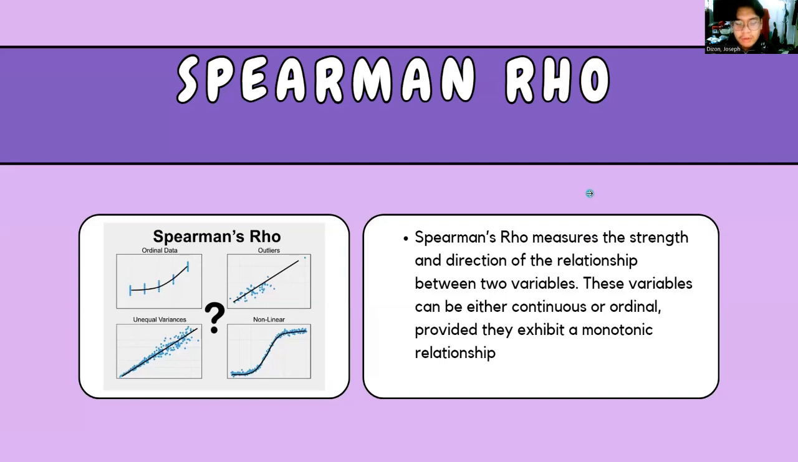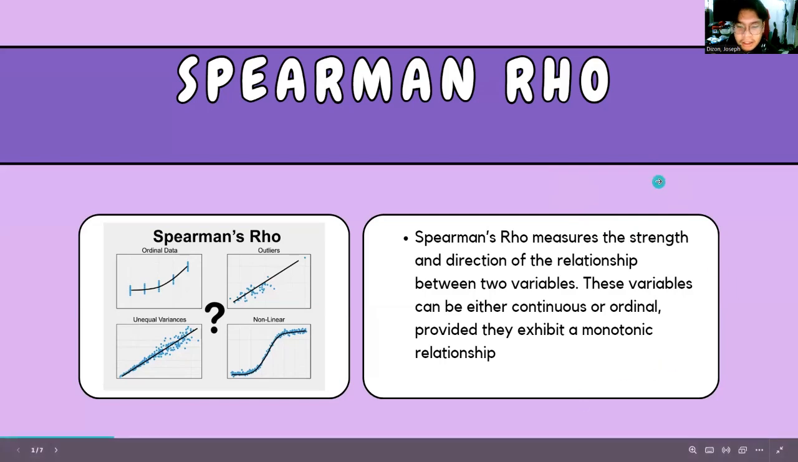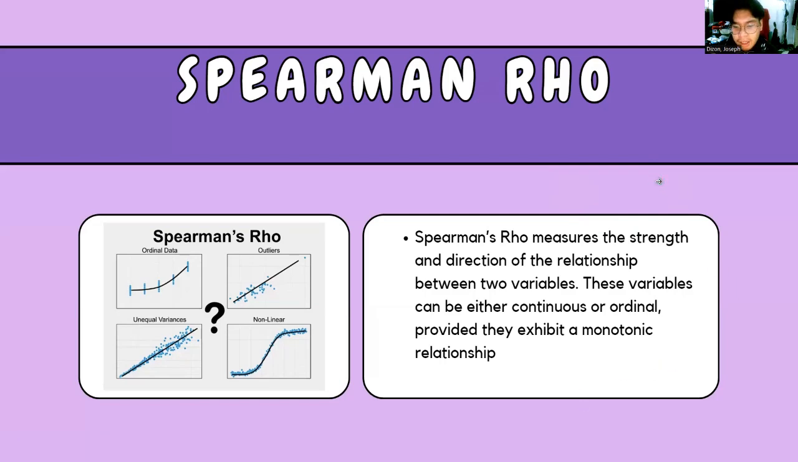Now, let's move on to how to manually solve Spearman's rho. But first, a refresher. Spearman's rho measures the strength and direction of the relationship between two variables. These variables can be either continuous or ordinal, provided they exhibit a monotonic relationship.